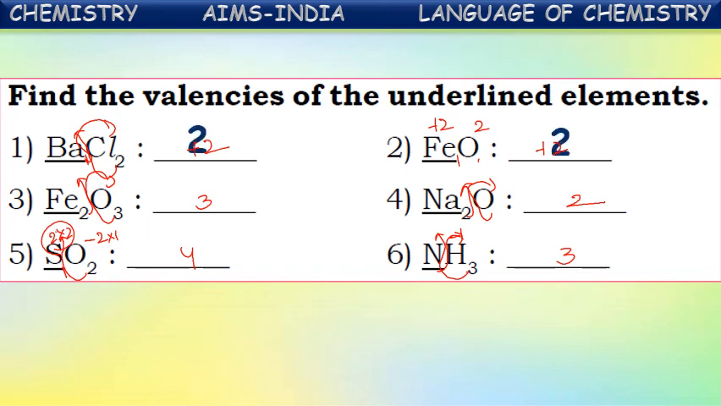So Fe is 2, Fe is 3 here, Na is 1. So he asked for Na, oxygen is 2, sodium is 1. Yes, sulfur is 4 and nitrogen is 3 in NH3.